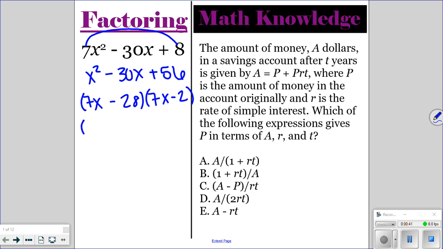The first one will divide by 7 to give you x minus 4. And then the second one is going to stay as 7x minus 2. Okay, so that would be your factoring.